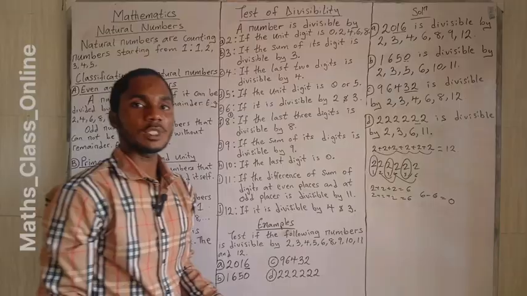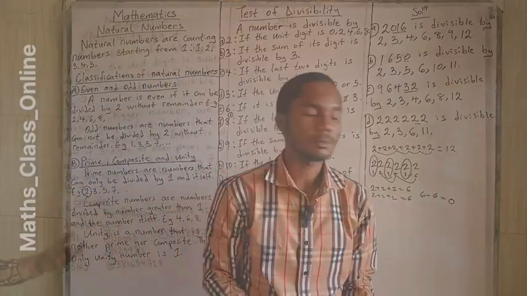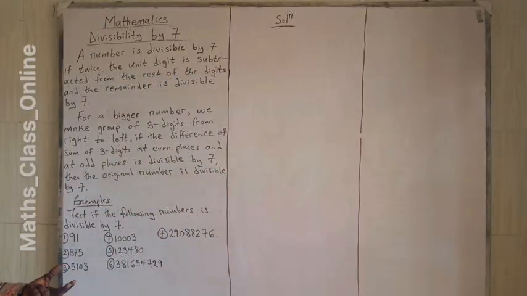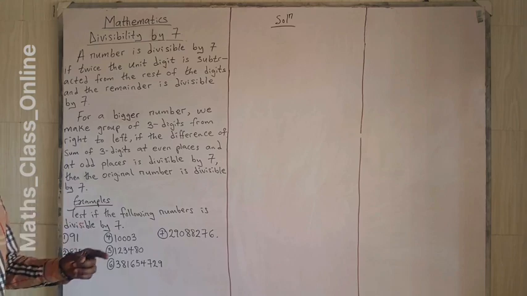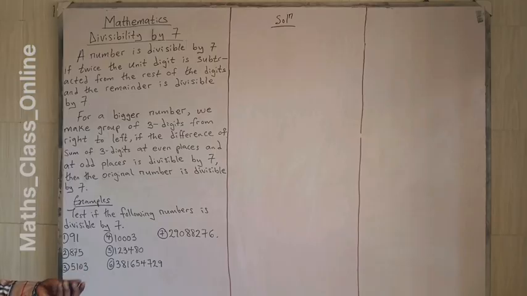Next is to discuss the divisibility rule of 7. Divisibility by 7. How are we going to know if a number is divisible by 7? A number is divisible by 7 if twice the unit digit is subtracted from the rest of the digits and the remainder is divisible by 7.